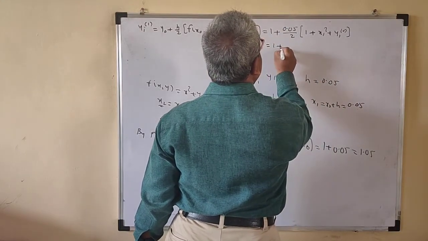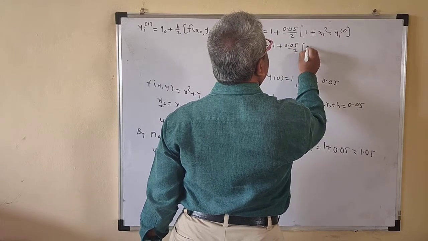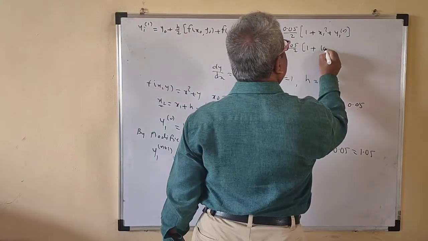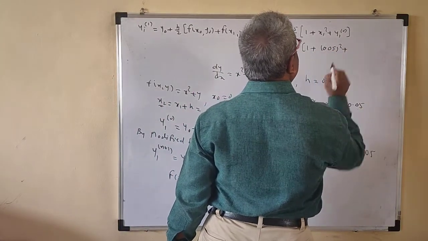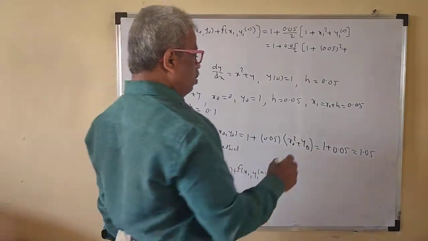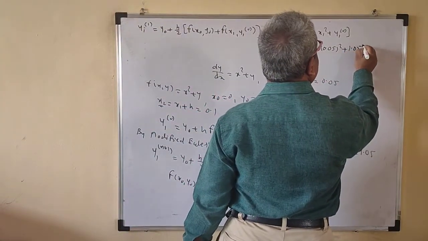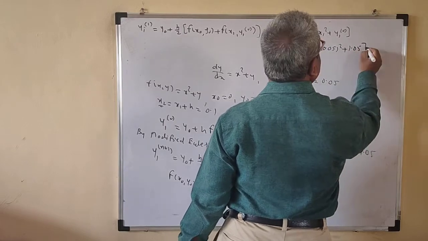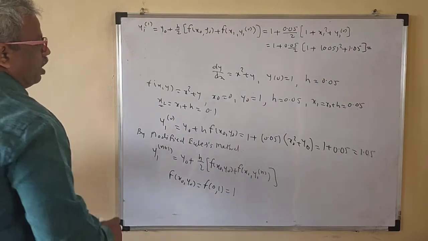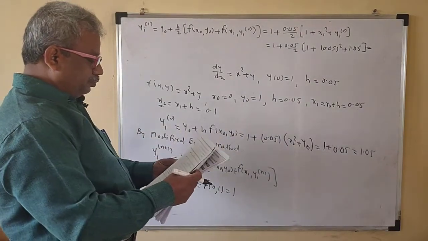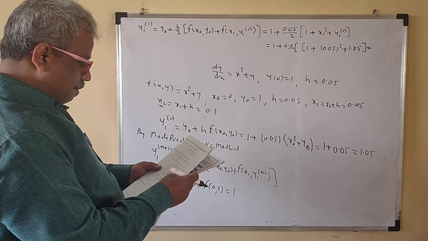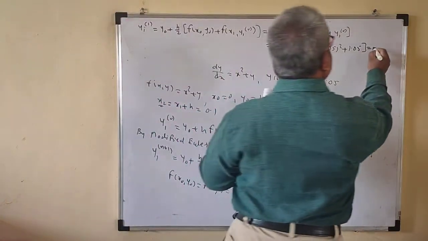So this is 1 plus 0.05 upon 2, 1 plus your x1 square. Your x1 is 0.05, 0.05 square plus y1 of 0 that we have just calculated. This is 1.05. Okay. So this value is equal to, just use the scientific calculator, you can find this value as y1 of 1.